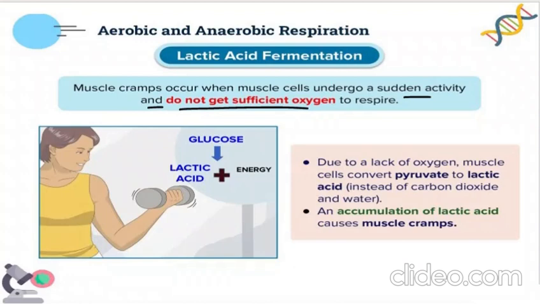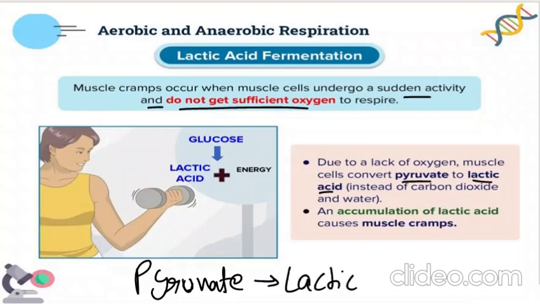So muscle cells convert pyruvate into lactic acid now. The pyruvate molecule converts into lactic acid, where carbon dioxide and water are not given. Lactic acid is given. Now this accumulation of lactic acid will cause a muscle cramp.